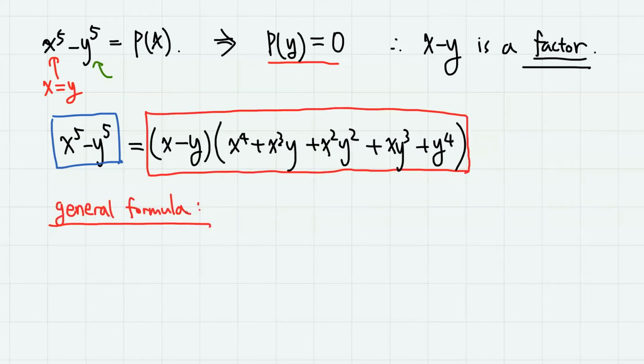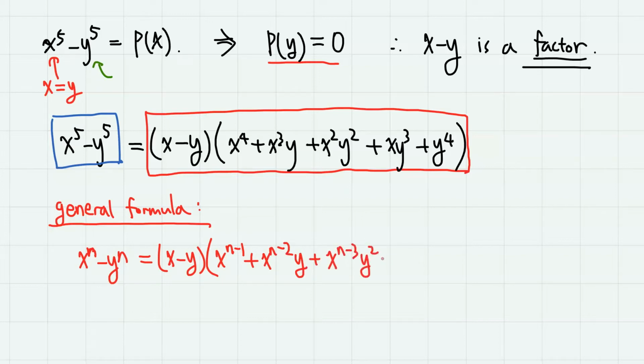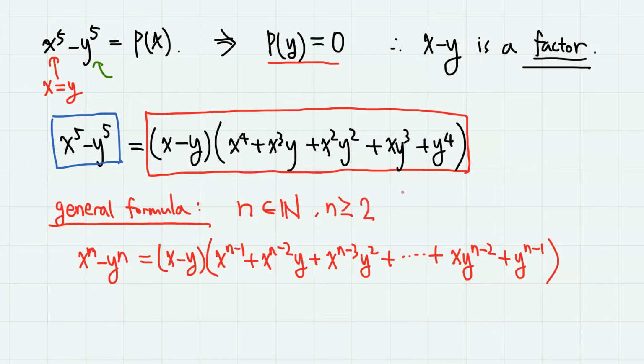Actually, this is a special case of the general formula of x to the n minus y to the n, which is, you can see that this polynomial also contains the factor x minus y. And here we have x to the n minus 1 plus x to the n minus 2 y plus x to the n minus 3 y squared. And you can see where this is going. So in the end, we have x times y to the n minus 2 plus y to the n minus 1. This formula applies to all natural numbers n equal to or greater than 2. And we are going to use this formula later on as well.